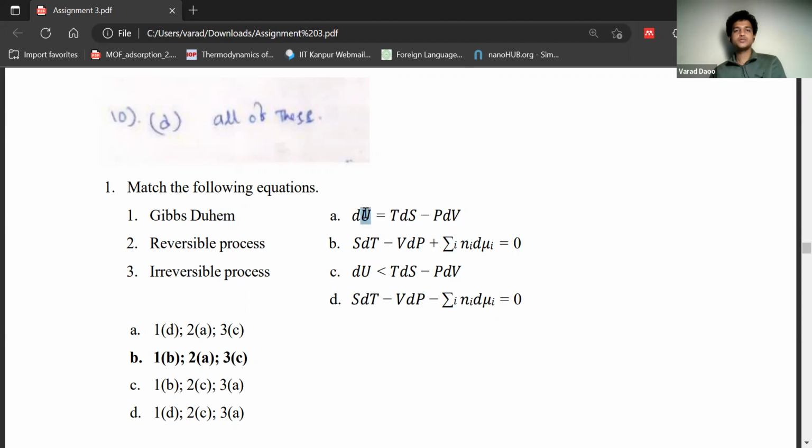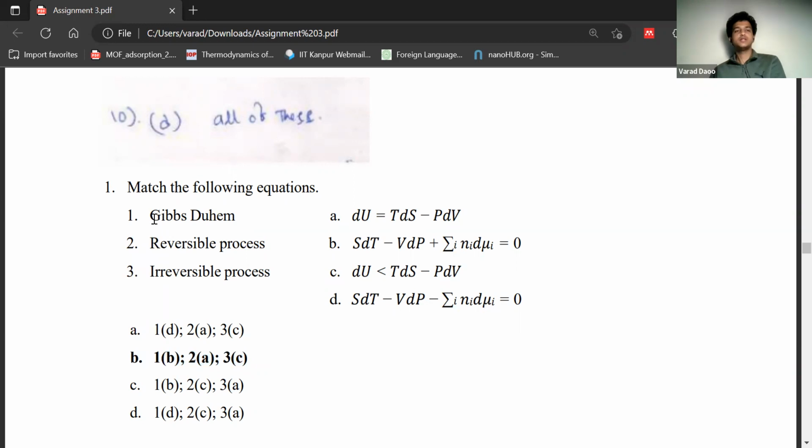Right? du is equal to, so u here represents the internal energy, TdS minus PdV for a closed system. This is the expression for a reversible process for a closed system. And for an irreversible process, obviously it's going to be this expression. Okay. So the correct answer is 1B, 2A, 3C, which is option B.